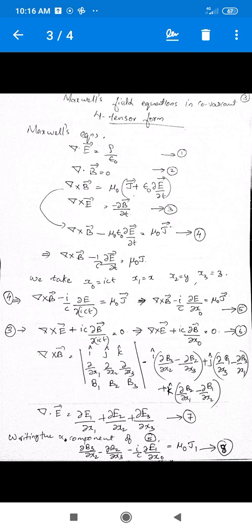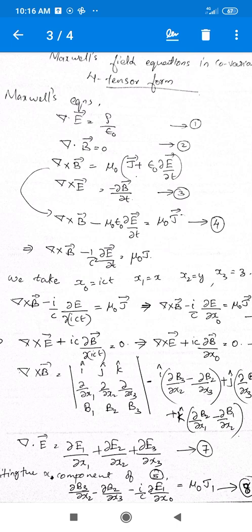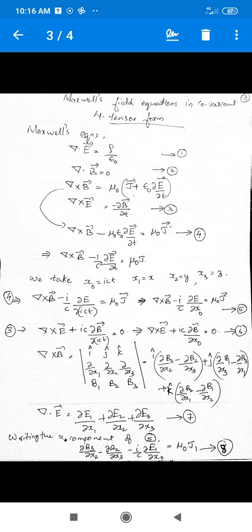Similarly, we take this other equation of 3. Del cross E plus ic we have introduced there in numerator, and in denominator also we have introduced ic. So it will be dou B by dou of ict. ict is x0. So del cross E plus ic dou B by dou x0, which is equal to 0. So equations 5 and 6 we got. Now del cross B we expand and take the x, y and z components. So we have written that, and del dot D also we have written in terms of its components. Equation 7.